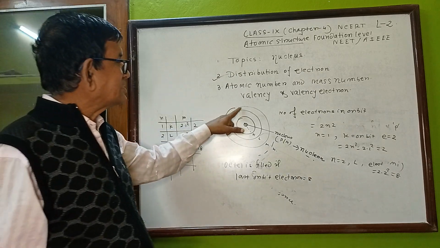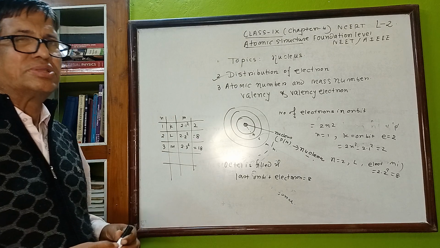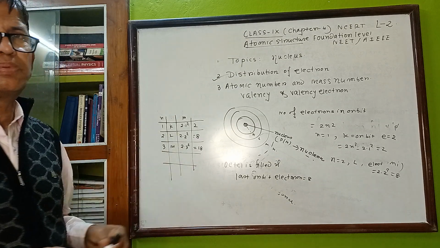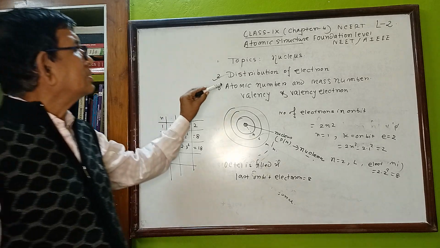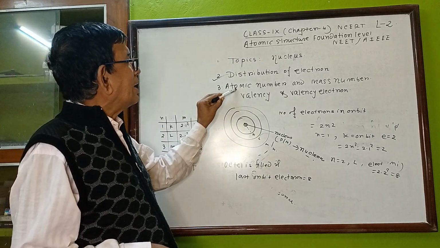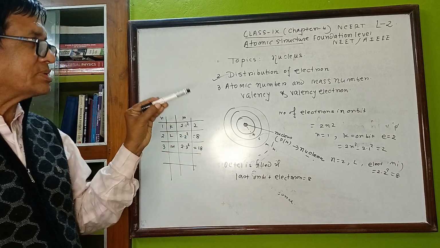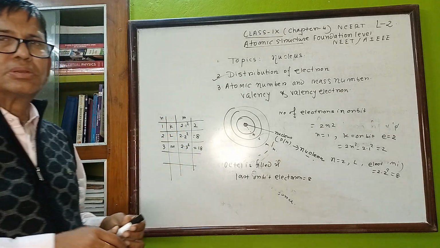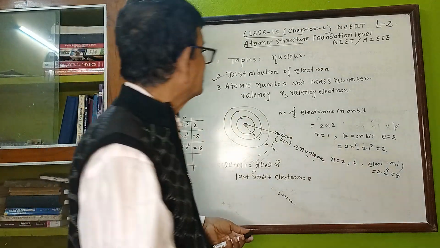So we are getting these defined orbits K, L, M, N. That N is known as the principal quantum number. Principal quantum number. Now I have already told you, atomic number means number of protons. Mass number means number of protons plus number of neutrons.